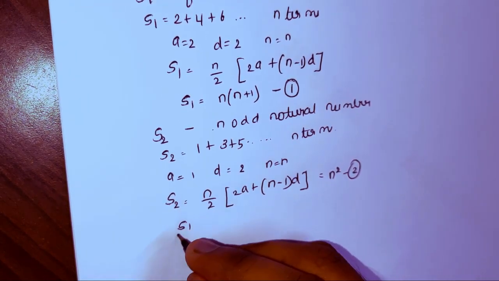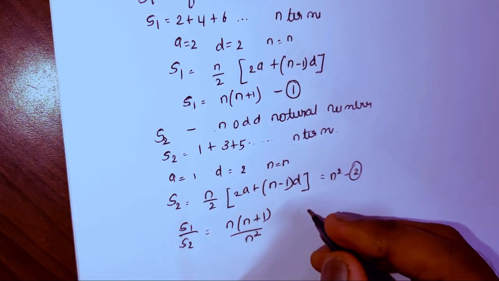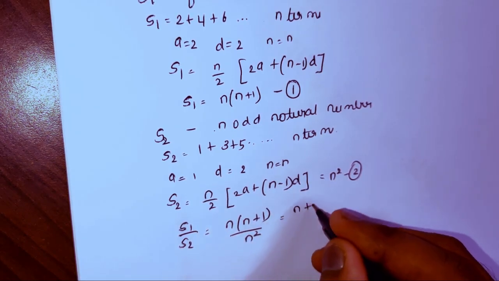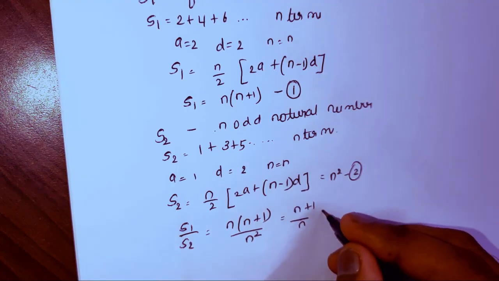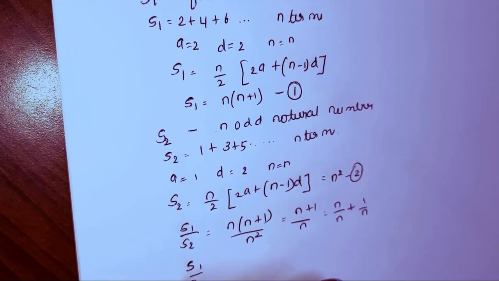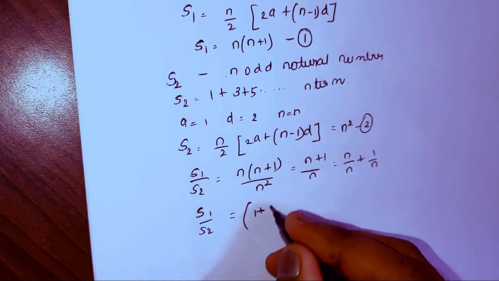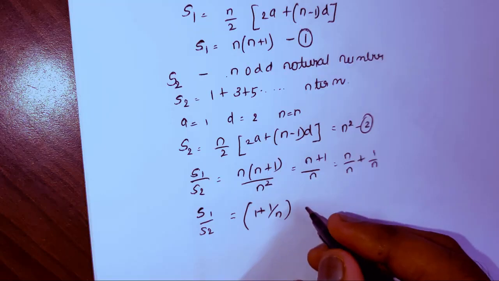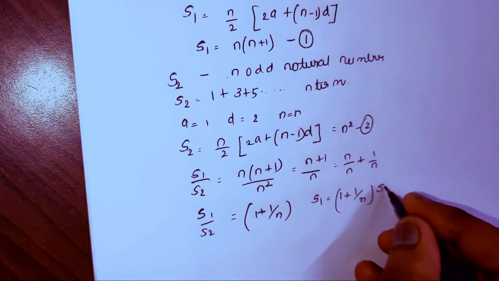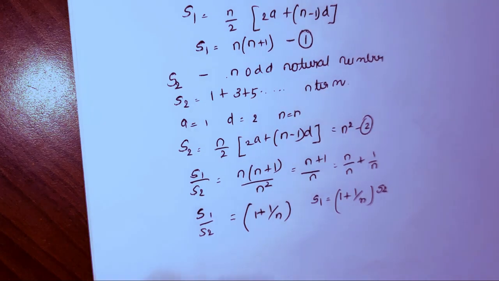Now S1 by S2, that is equal to n into n plus 1 divided by n square. Now cancel this n, you will get n plus 1 divided by n. So S1 by S2, you will get the value, that is 1 plus 1 by n. Bring S2 to this side, it will become S1 is equal to 1 plus 1 by n into S2. That itself they asked to prove. We will move on to the 50th question.